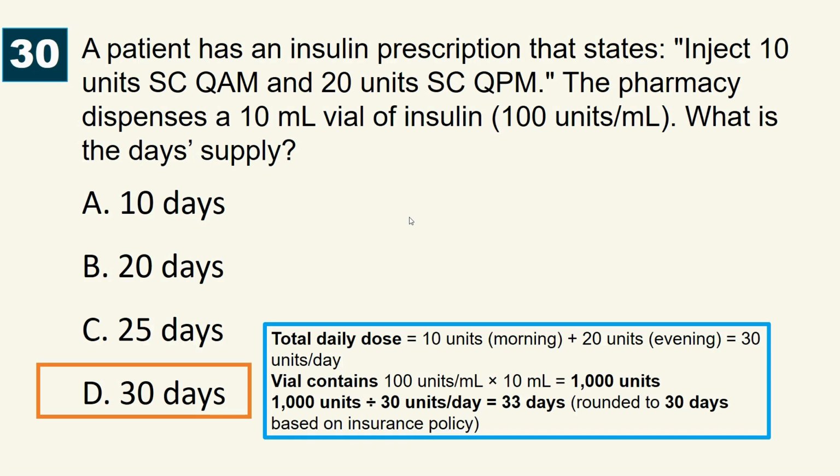The correct answer: total daily units are 30 units per day. And the vial contains 100 units per mL, which means for 10 mL that would be 1000 units. So again, for day supply calculation, you divide total units by the daily units. If you do that, you get about 33 days, so round the number to 30 days.